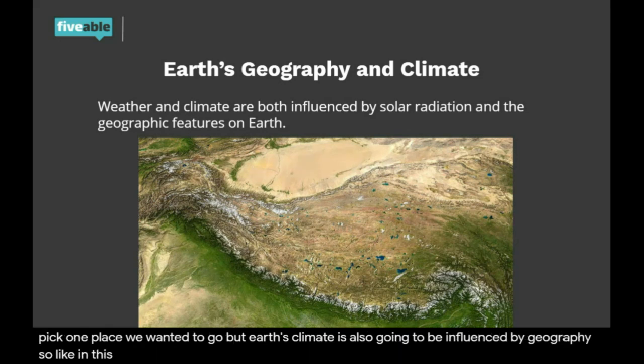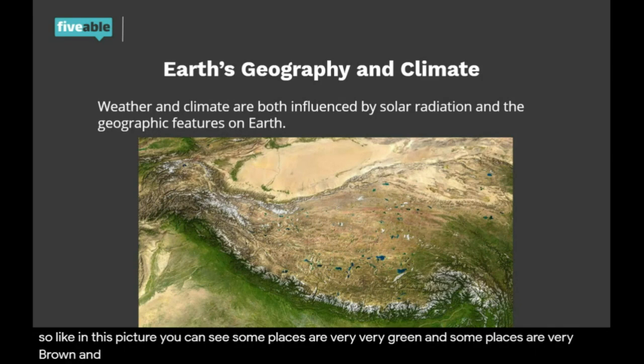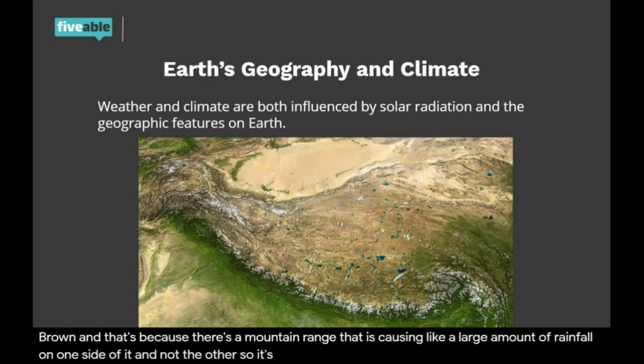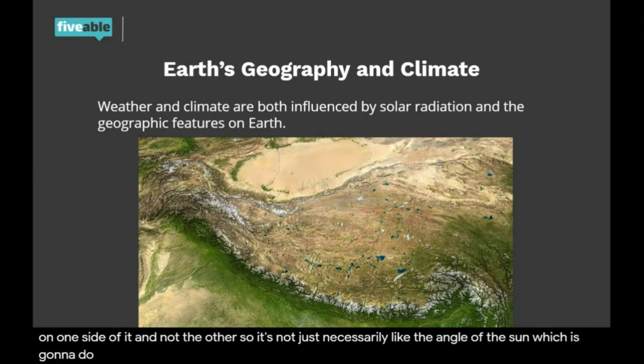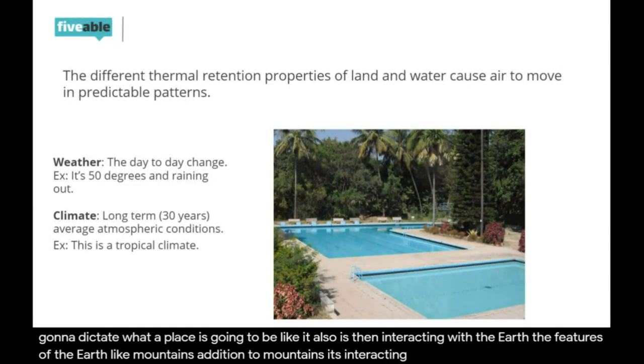So in this picture, you can see some places are very, very green and some places are very brown. And that's because there's a mountain range that is causing a large amount of rainfall on one side of it and not the other. So it's not necessarily just the angle of the sun which is going to dictate what a place is going to be like. It also is then interacting with the features of the Earth, like mountains. In addition to mountains, it's interacting with water.